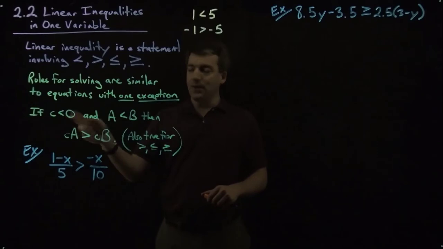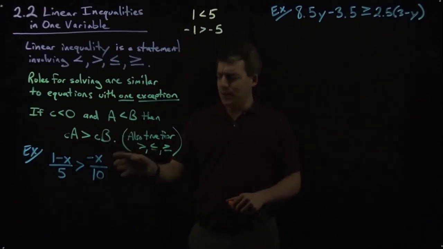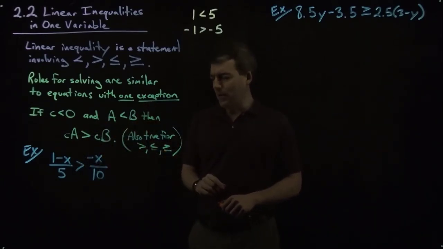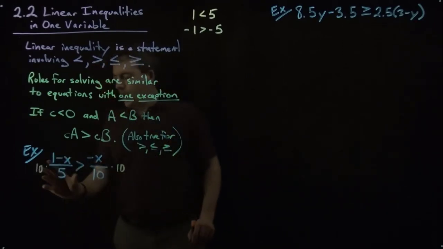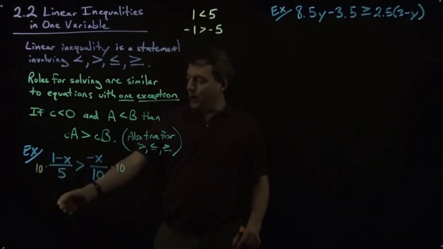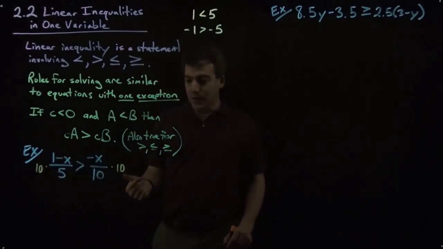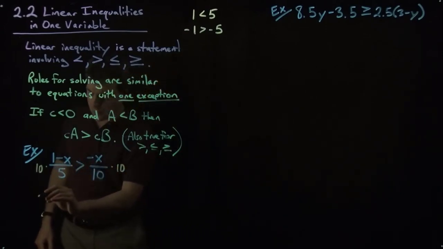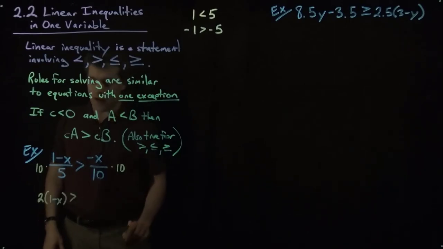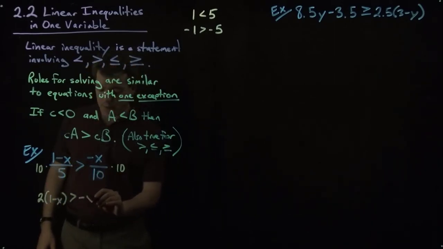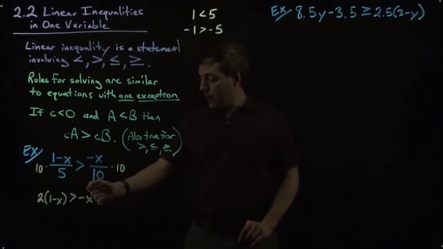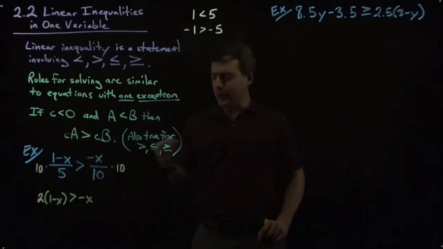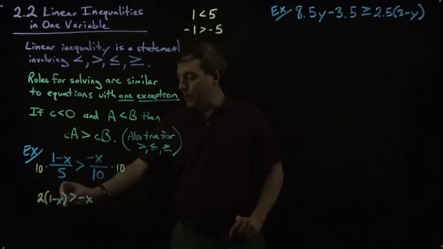Now, since 10 is a positive number, we don't have to worry about switching the inequality symbol. It will remain the same, and it will remain greater than. Okay. So I'm going to multiply by 10. And then on this side, we have 10 times this fraction. The 10 and the 5 leaves a 2. So I'm going to have 2 times (1 minus x) is greater than, and the 10's cancel here, so opposite of x. All right. Now, this is much nicer, right? It has no fractions in it, and we can now solve this inequality.